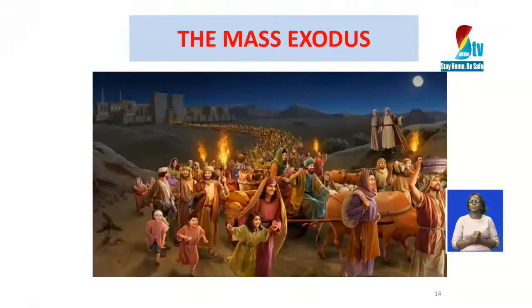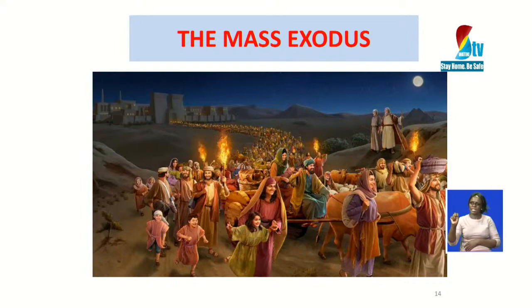So let's start by looking at this picture. So this is the mass exodus. All of these people are leaving Egypt at the same time. So that is why it's called mass exodus. That's what exodus means. So they are leaving Egypt to Canaan, which is the land where the Israelites belong. You can see how happy they are. They are carrying all their goodies.